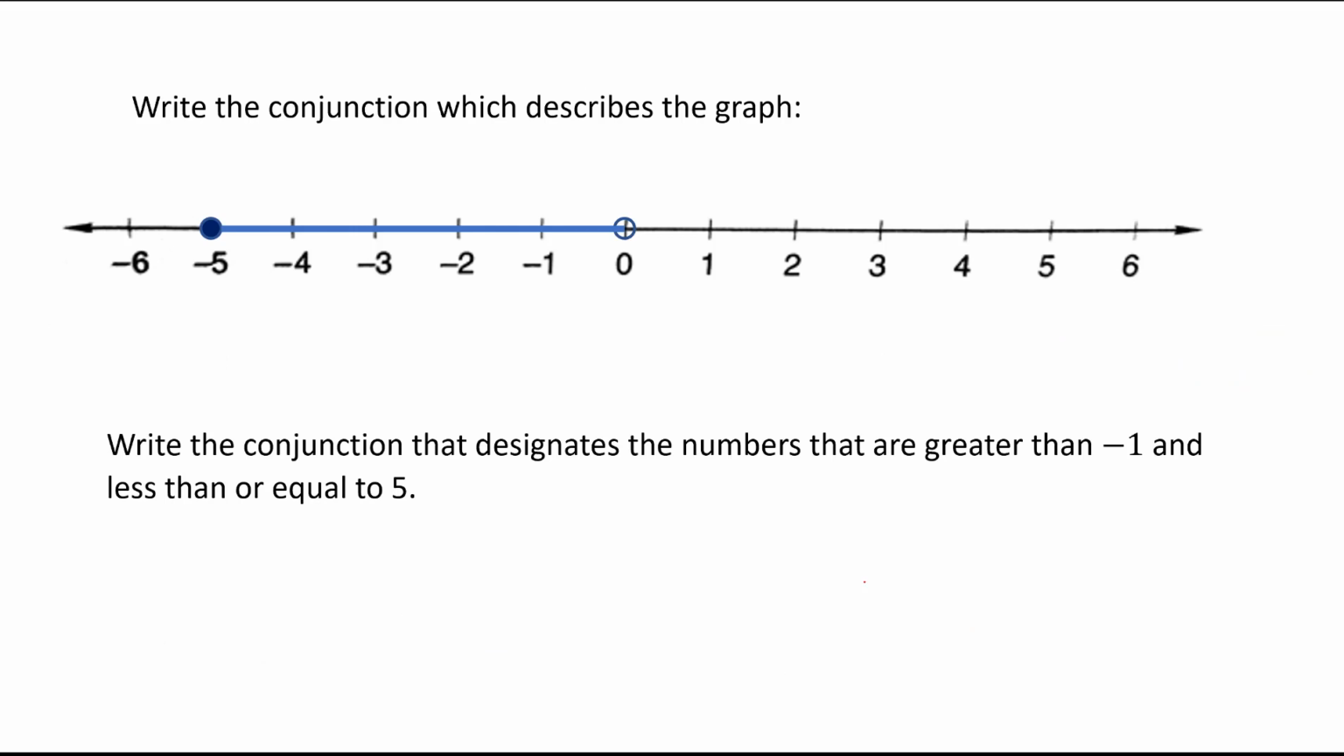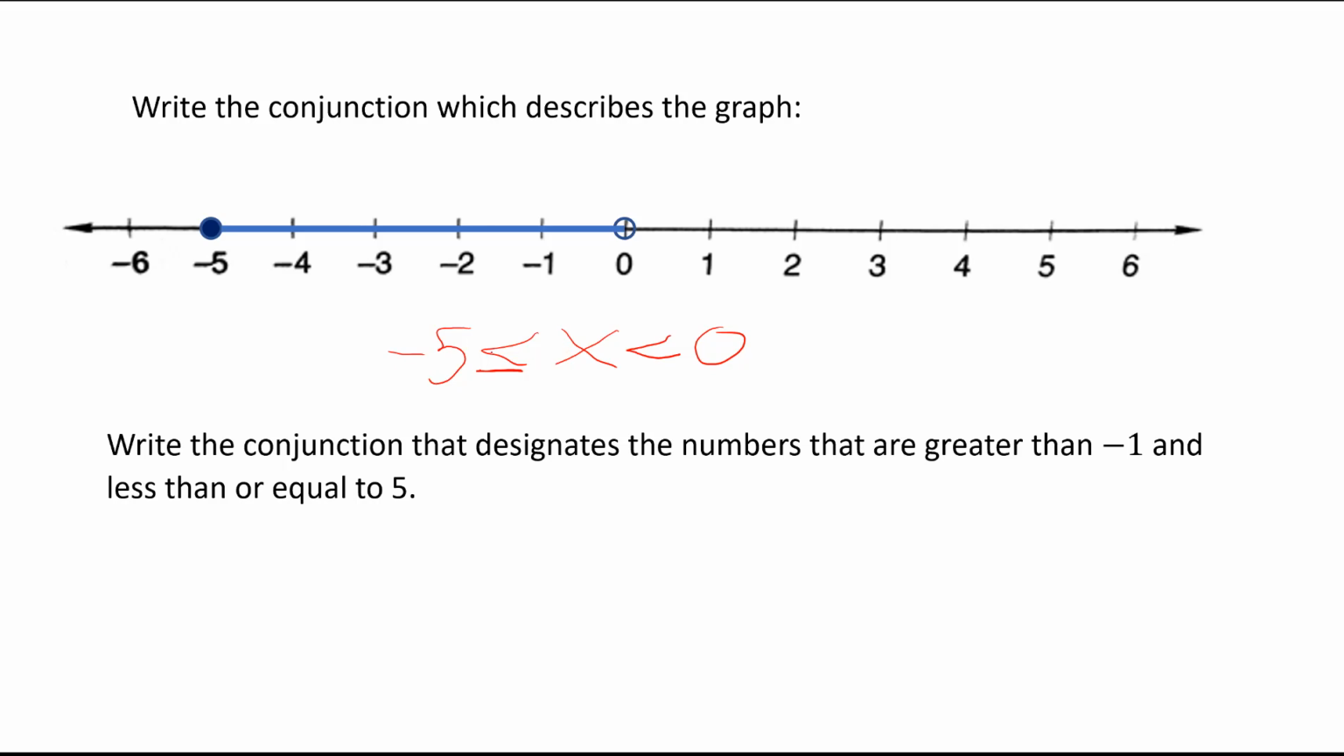All right, write the conjunction which describes the graph. So in this problem, you can see that there's an open circle on 0, so we want x not to equal 0, and then all the numbers that are less than 0, but also greater than -5. That's what that graph represents. So we're going to put x in the middle, and we're going to say that x is less than 0, and -5 is less than or equal to x. X is greater than or equal to -5. So that's what this conjunction right here says.